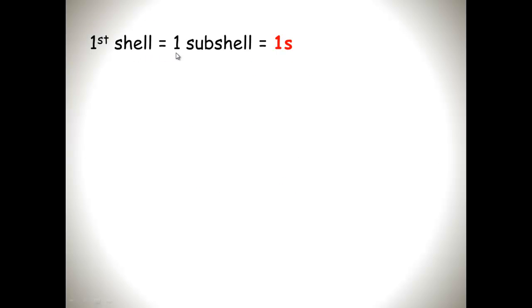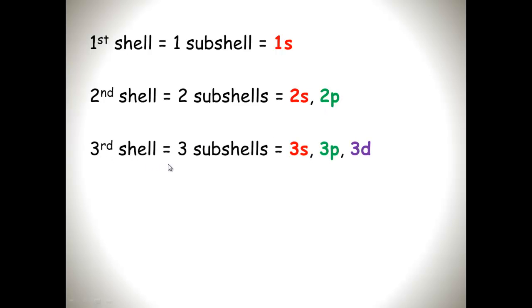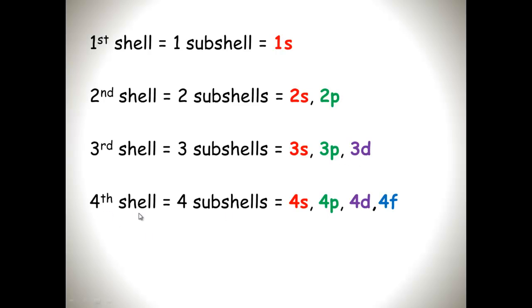The first shell only has one subshell, and this is the 1s subshell. The second shell has 2 subshells, and this has the 2s and the 2p subshell, because these are the lowest of the energies. The third shell contains 3 subshells, and these would be an S subshell, a P subshell, and a D subshell. And the fourth shell contains 4 subshells, the S, the P, the D, and the F subshell.